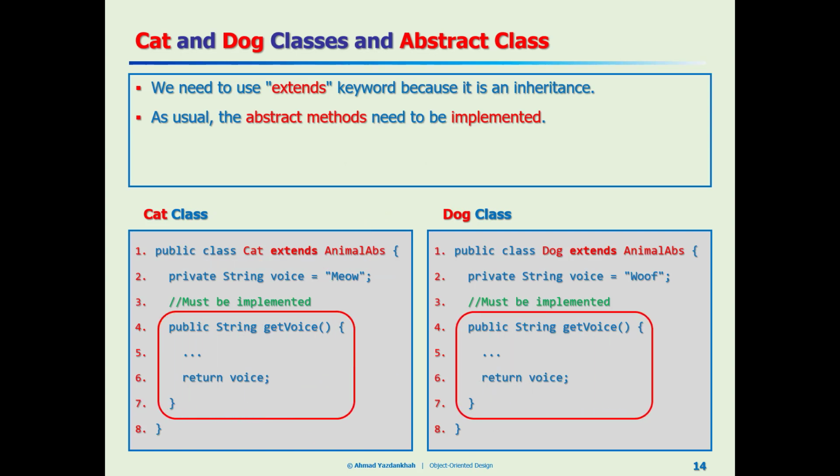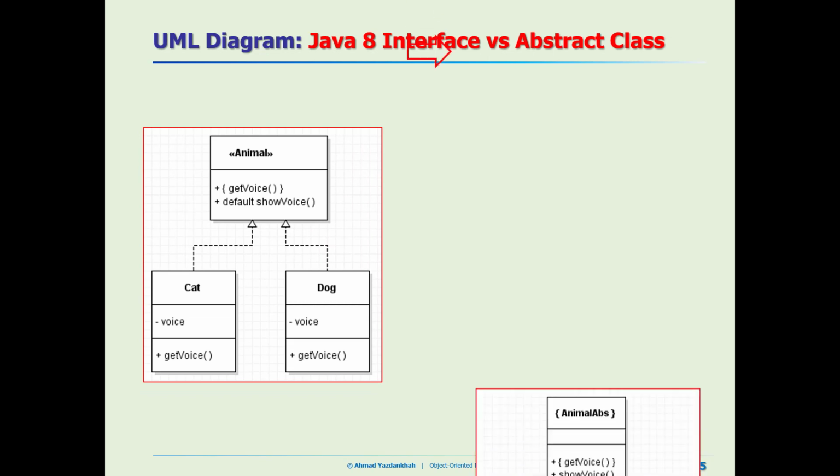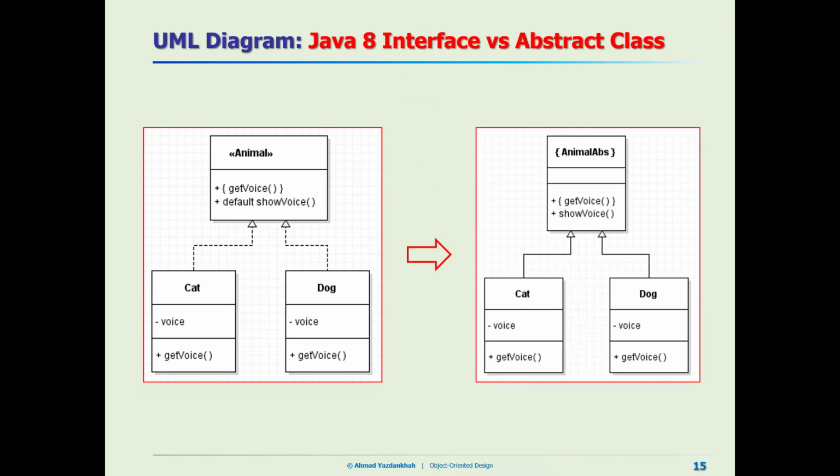All right. So now let's look at the UML diagram. Here, this is our old solution with the interface, and here is our solution with the abstract class. Okay, now let me give you some notes here.